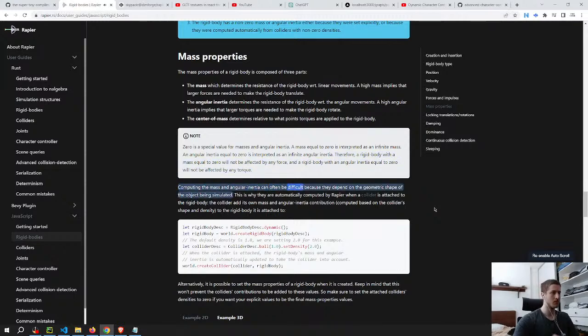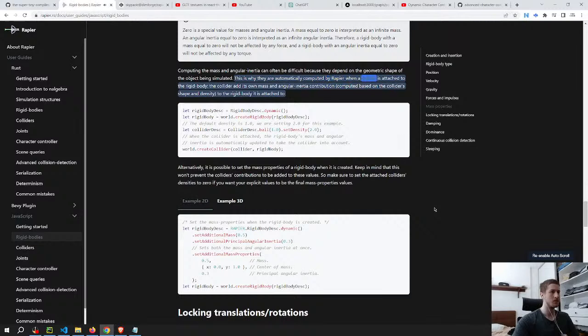Computing the mass and angular inertia can often be difficult because they depend on the geometric shape of the object being simulated. This is why they are automatically computed by Rapier when a collider is attached to the rigid body. The collider adds its own mass and angular inertia contribution, computed based on the collider shape and density, to the rigid body it is attached to. let rigid_body = RigidBodyBuilder::dynamic(); let rigid_body_handle = world.create_rigid_body(rigid_body). Default density is 1.0. We are using 2.0 for this example. let collider = ColliderBuilder::ball(1.0).density(2.0) when the collider is attached.